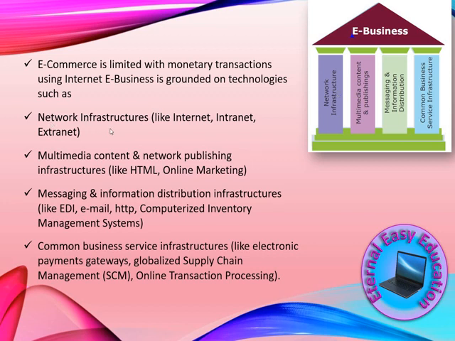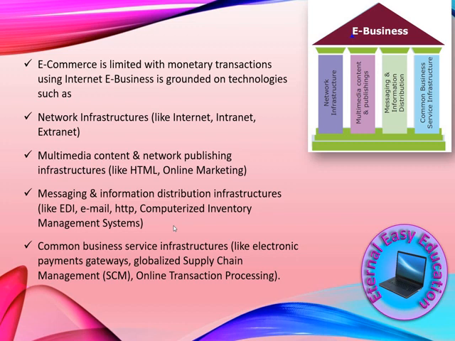The network infrastructure means the internet, intranet and extranet. I hope you know very well the difference between the three. Multimedia content and network publishing means HTML, online marketing. That means the content which represents the business. From the content only we are able to understand what the business is and which product the business is about. Then messaging and information distribution infrastructures like EDI, email, HTTP, computerized inventory management system.